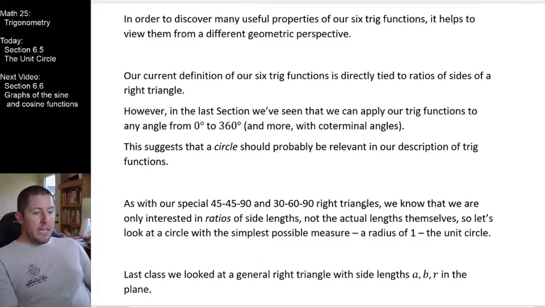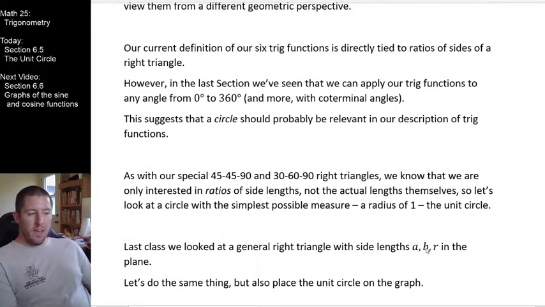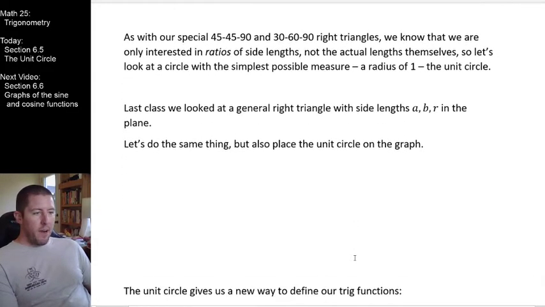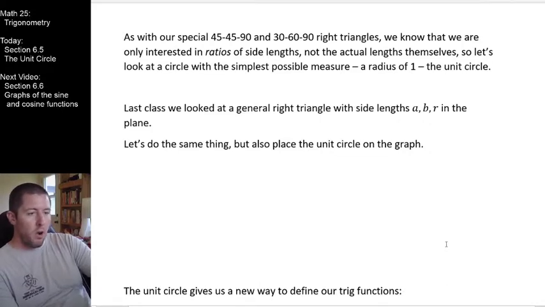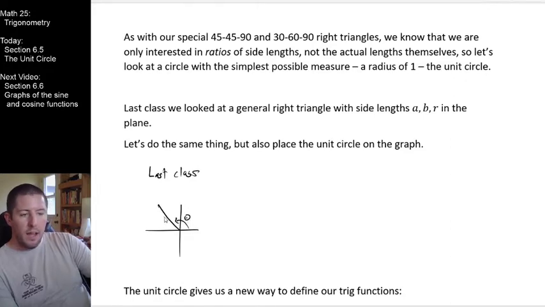Last class, we looked at a general right triangle with side lengths that we labeled A, B, R in the plane. Let's do the exact same thing, but let's also put the unit circle on our diagram right here. Last class, we drew our grid, and I said that we've got some angle of theta right there, and that we decided there was a right triangle out here that had A and B and R to be those three side lengths right there, right?